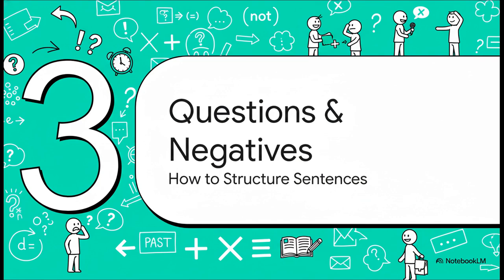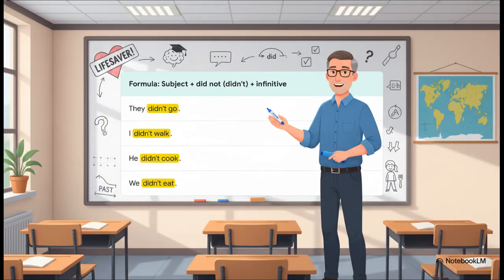All right, so we know how to change the verbs, but what about making full sentences? Let's look at how to talk about things that didn't happen and how to ask questions about the past. This next part is a total game changer because it's so simple. To make a negative sentence for any verb, except for our special friend be, you just use did not or didn't.